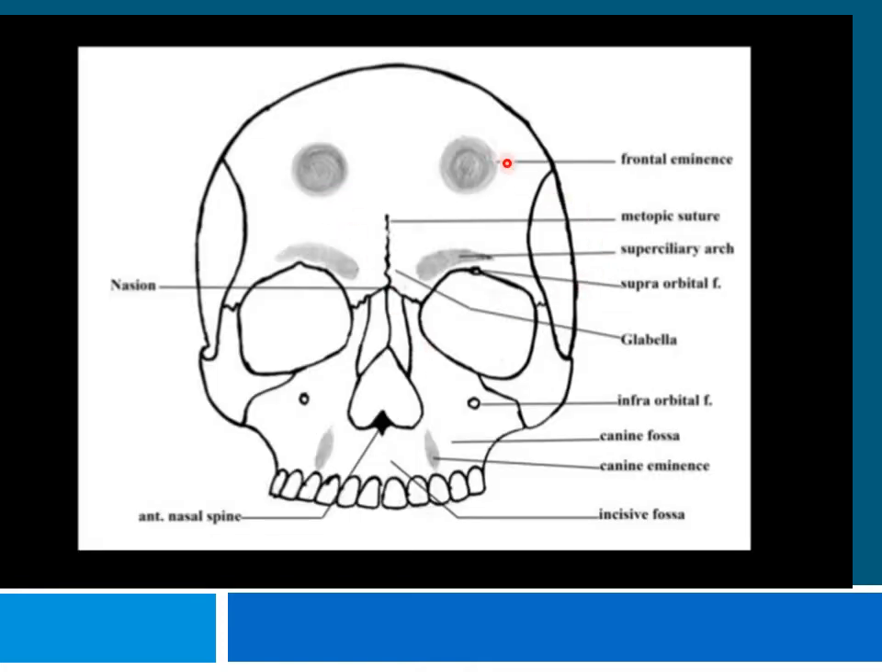Lambdoid suture. Between the occipital and the two parietal bones we have the lambdoid suture, a Y-shaped suture. It is shaped like the letter lambda, hence its name. Lambda is a Greek letter, which has an inverted Y shape. So the inverted Y-shaped suture is known as the lambdoid suture.